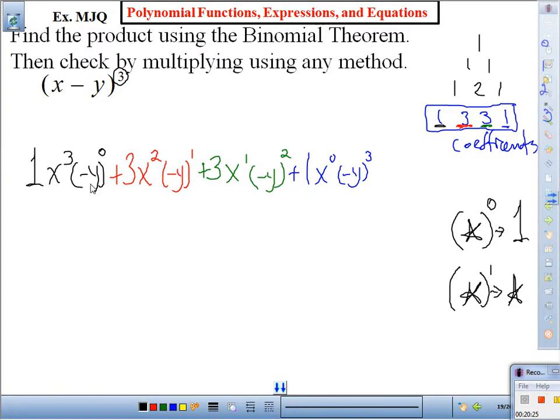What is negative y to the 0 exponent? 1. So what is 1 times 1? So that leaves us with what? X to the third. All right, let's go to the next one. Look at this. What is negative y to the first exponent? Negative y. That means we end up with a negative again. So what is negative times a positive times a positive? Negative 3 x to the second y.